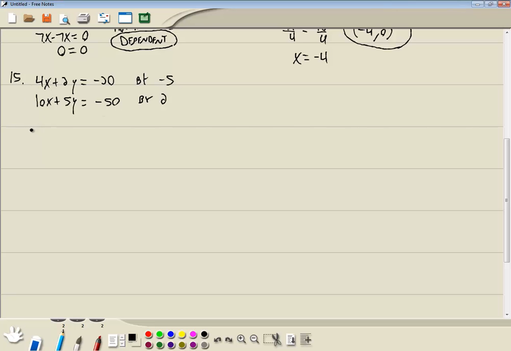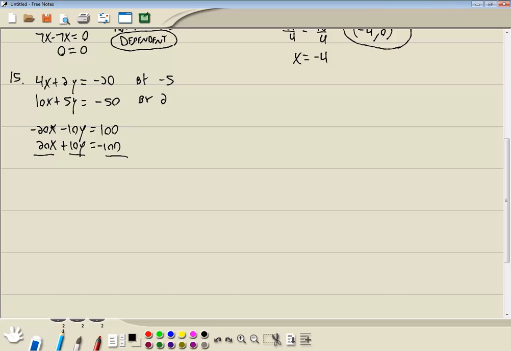Negative 5 times 4x is negative 20x. Negative 5 times 2y is negative 10y. Negative 5 times negative 20 is 100. And I'll multiply the second equation by 2. 2 times 10x is 20x. 2 times 5y is 10y. 2 times negative 50 is negative 100.